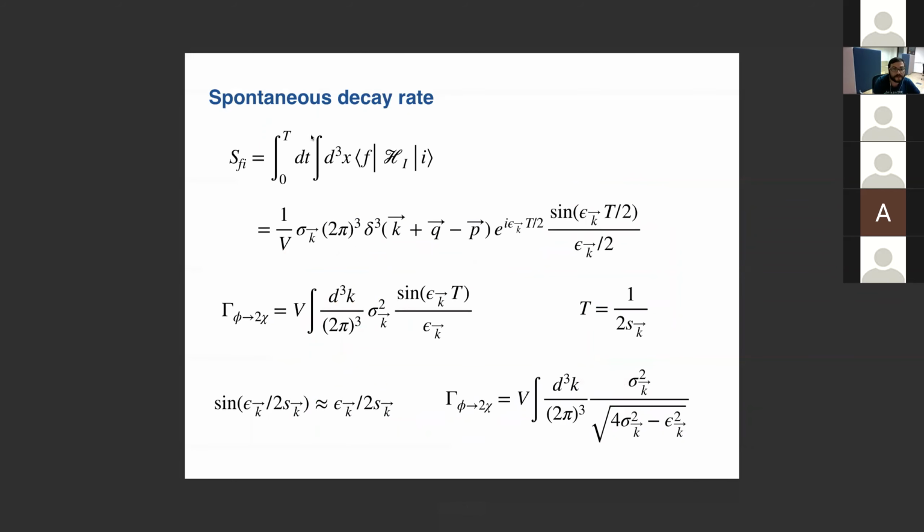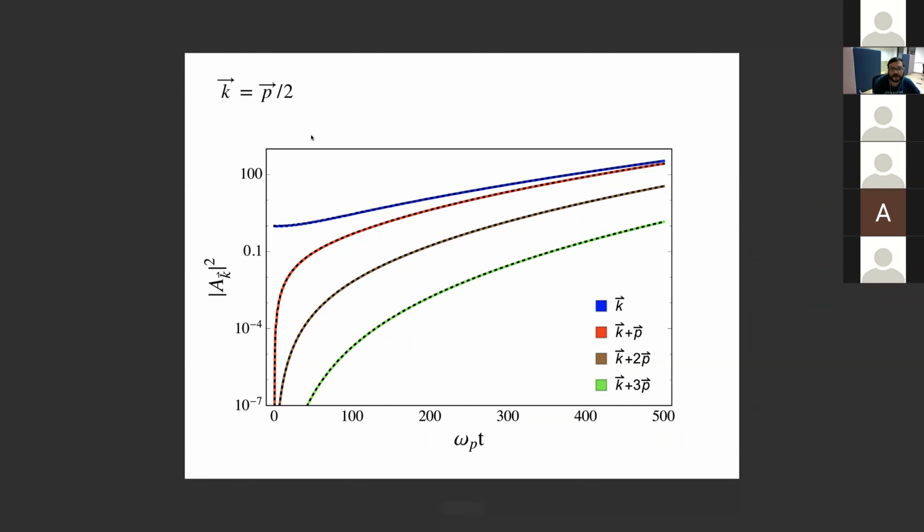The other thing I have to say is that these dotted lines correspond to the same calculation, but in the rotating wave approximation. Then we can see that they match perfectly.